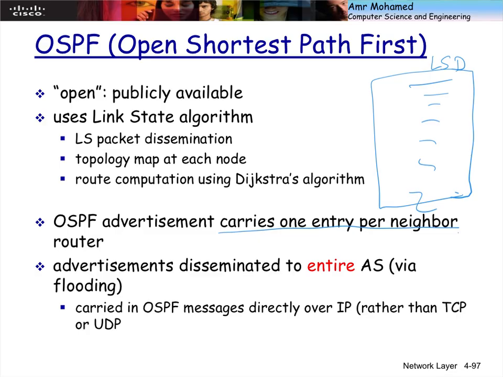Okay? So the advertisement is disseminated to the entire autonomous system. This is very important. Again, these route advertisements have to be blocked by the border gateway routers. They don't go across to other autonomous systems. It's very important that they are confined within the autonomous system domain. So the messages are carried, as we said, over IP directly. EIGRP and OSPF both use IP directly. So there's no port. They don't deal with ports.